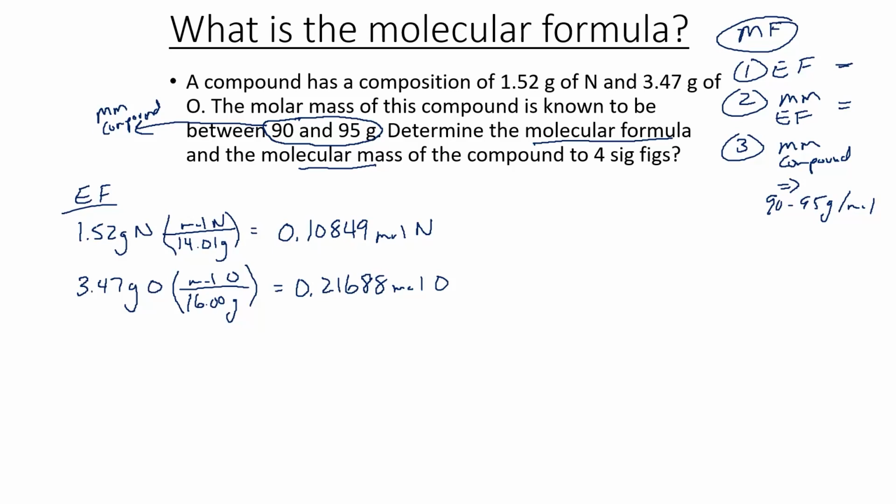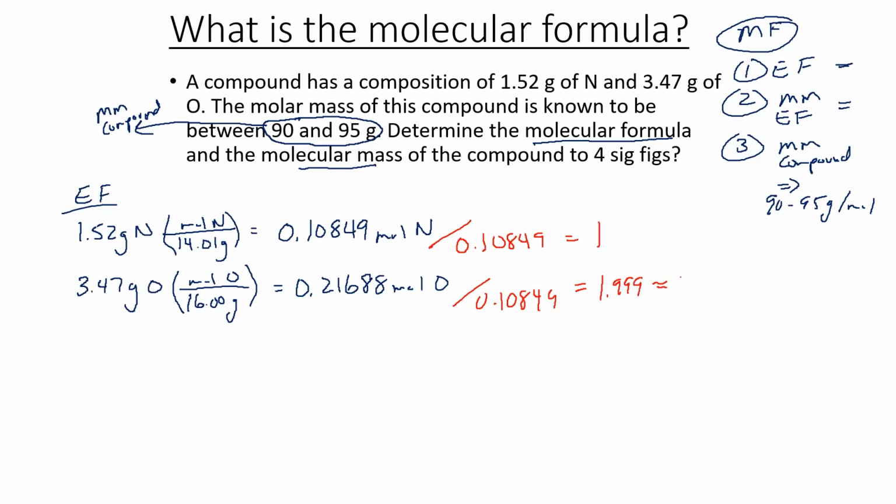At this point, once we convert it to moles, we do want to divide by the smallest number of moles, which in this case is the nitrogen moles. So we're going to divide everybody here by 0.10849. Also divide the oxygen by 0.10849. Obviously that's going to give us a 1 for nitrogen, dividing our 0.21688 divided by 0.10899 gives us 1.999, which is pretty close there to 2.